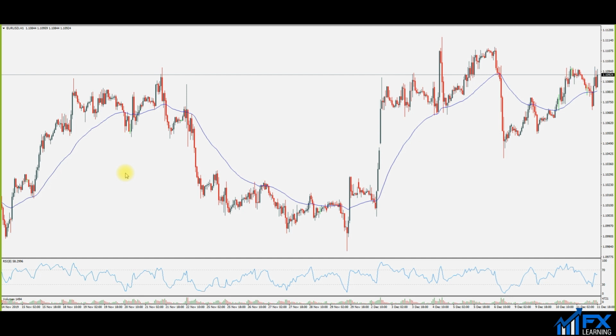Now, trend trading is an extremely profitable way of trading, especially when you're trading Forex, okay? Because the idea of Forex is the more pips we make, the more money we make. So we want to be trading with the trend, okay?